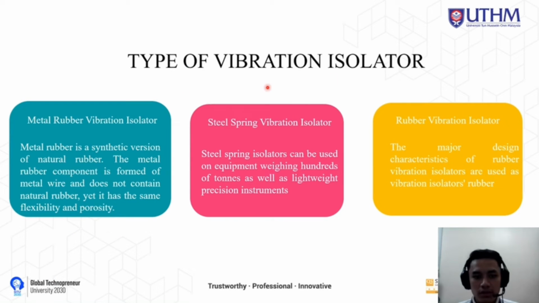Type of vibration isolator, we have three types, which is this one is metal rubber vibration isolator. Metal rubber is a synthetic version of natural rubber. The metal rubber component is formed of metal wire and does not contain natural rubber, yet it has the same flexibility and porosity. For steel spring vibration isolator, steel spring isolators can be used on equipment weighing hundreds of tons as well as lightweight precision instruments. And for the rubber vibration isolator, the major design characteristic of rubber vibration isolators are used as vibration isolators rubber.